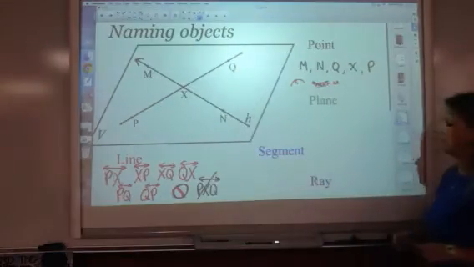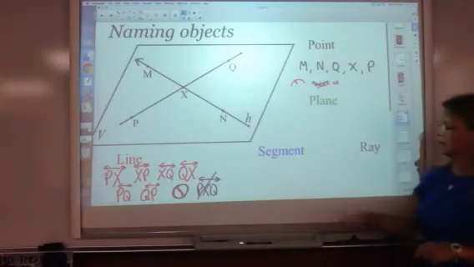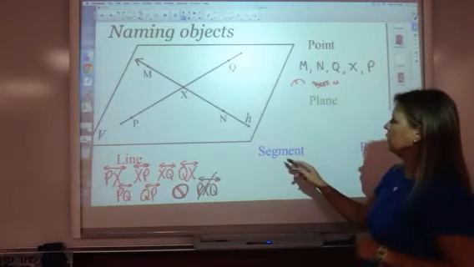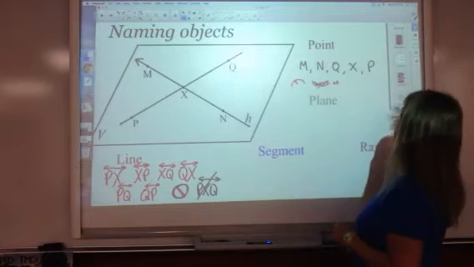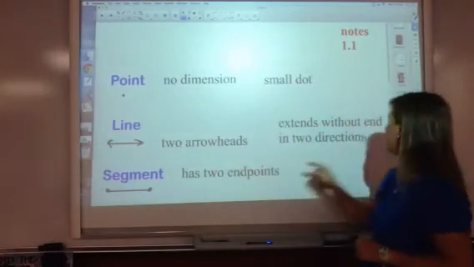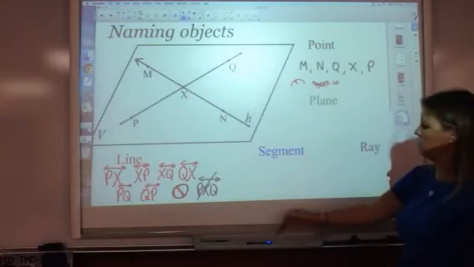All right, finishing up with segment and ray, you're going to find out that they're closely related, but there still is a difference on those. A segment, you have to pick the 2 endpoints. If you remember back to the word segment, it says it has 2 endpoints. So when you're naming this, you have to use the 2 endpoints.